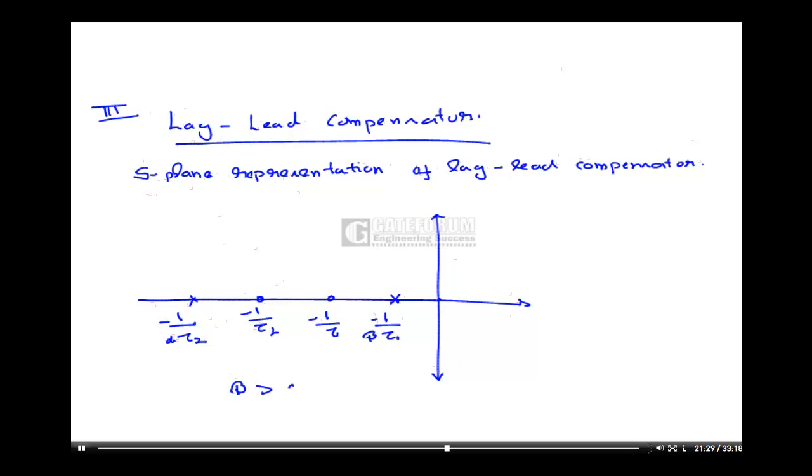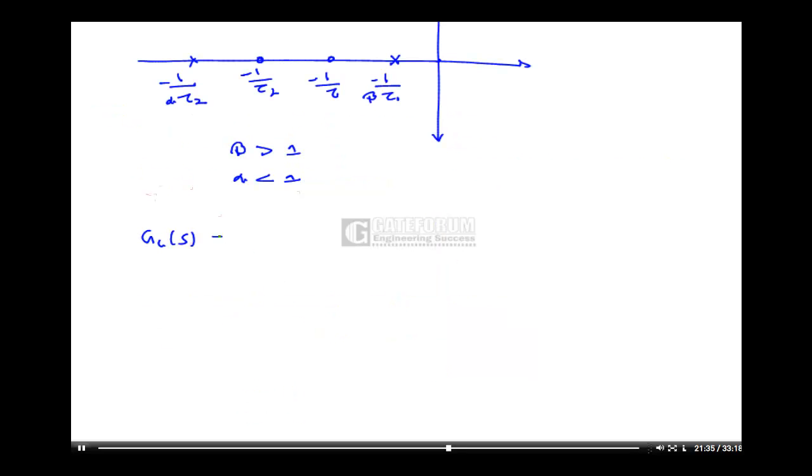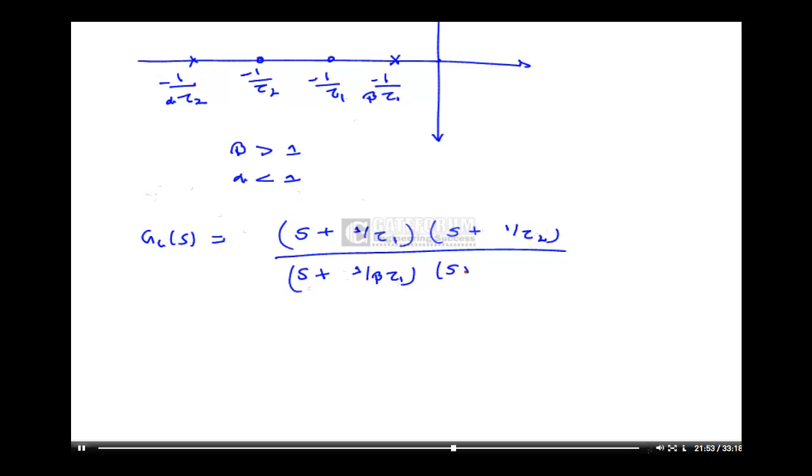beta value greater than 1, alpha value lesser than 1. If we look at the transfer function of this, s plus 1 by tau 1, s plus 1 by tau 2 upon s plus 1 by beta tau 1, s plus 1 by alpha tau 2. Okay, now physical realization of this is lead lag network, drawn like this.